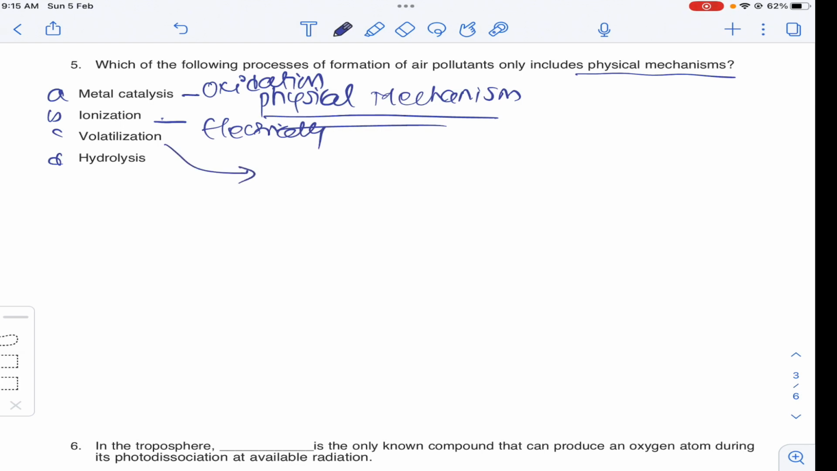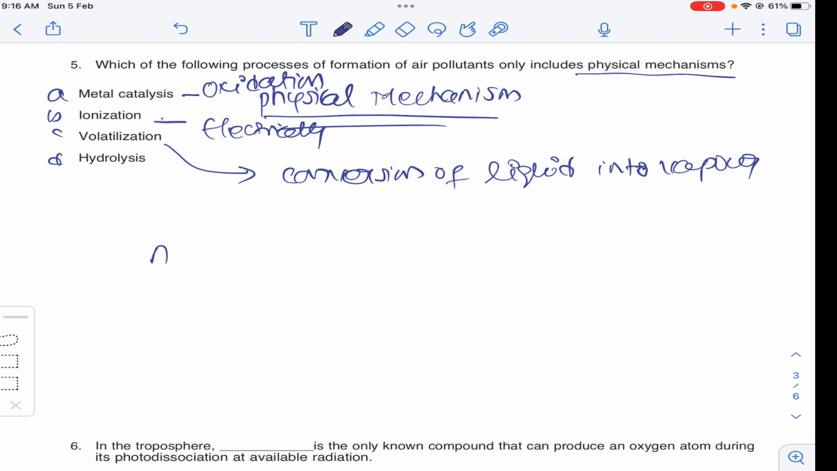And volatilization means it is nothing but conversion of liquid into vapor. So when the liquid is getting converted into vapor, there is no change in the composition. So it is completely related to physical mechanism. So answer C for question number 5. And hydrolysis means it is a chemical breakdown of compound due to reaction with water. So it is a chemical reaction. Answer C for question number 5.